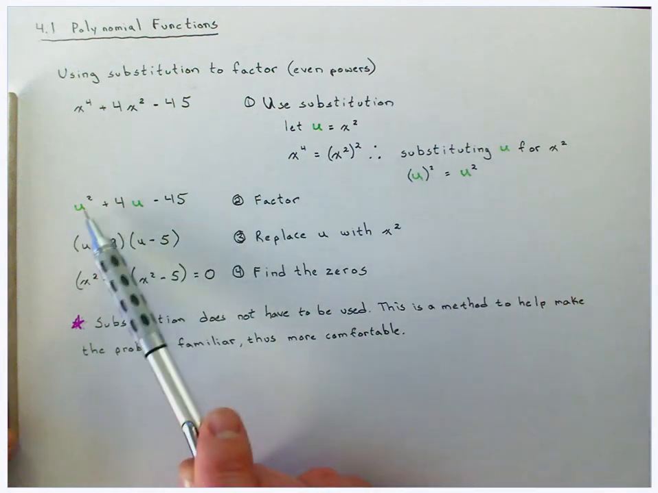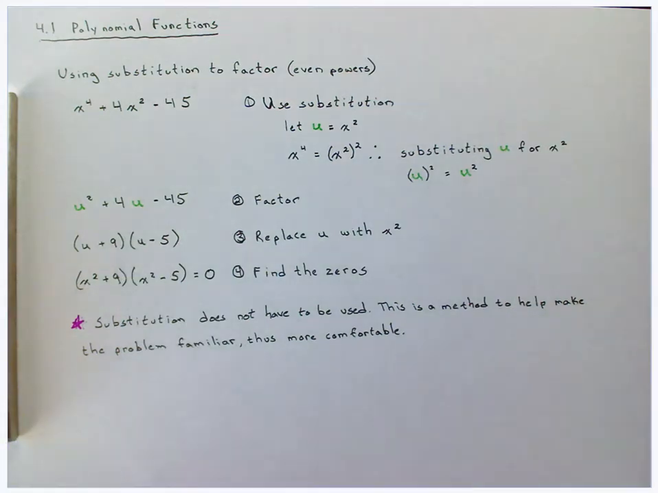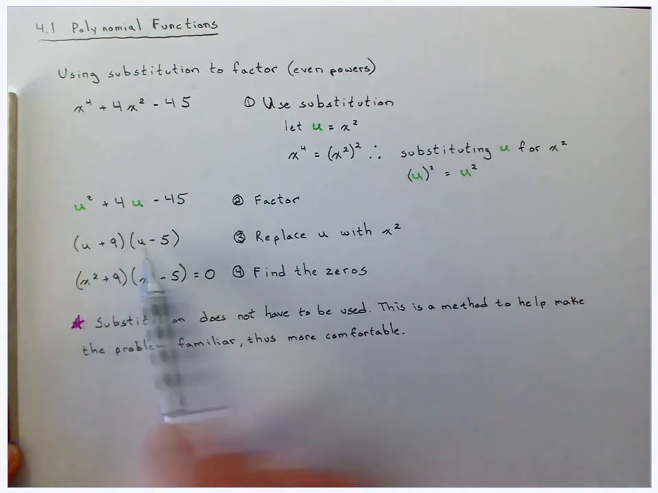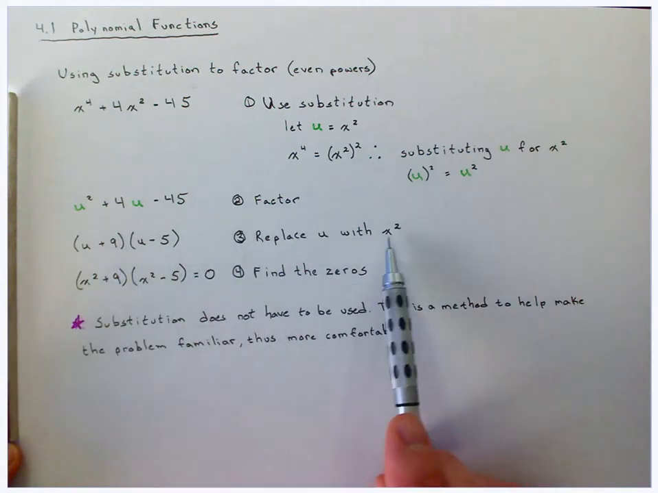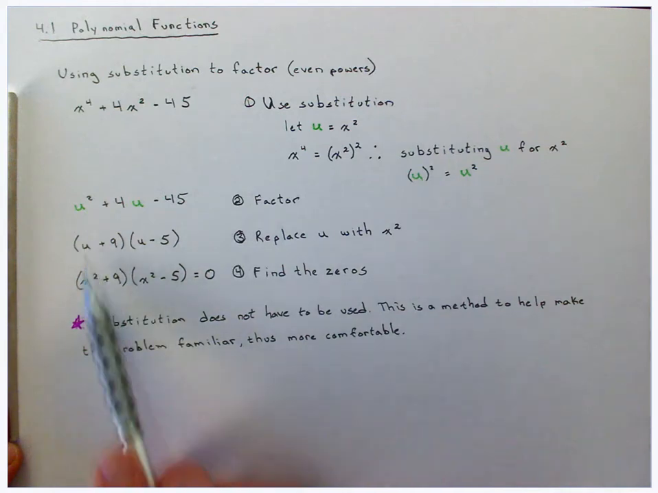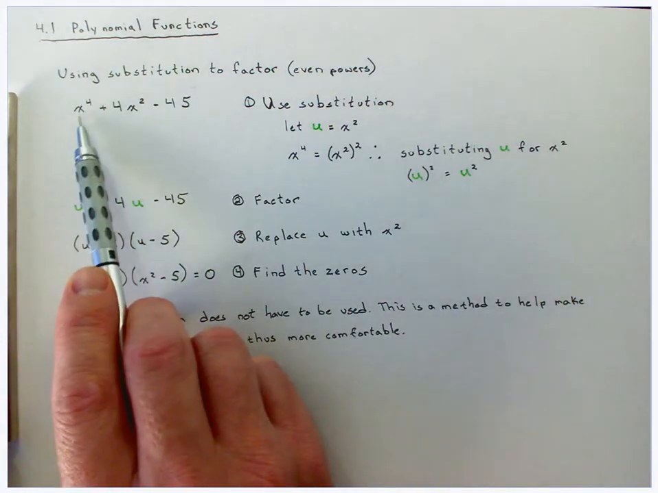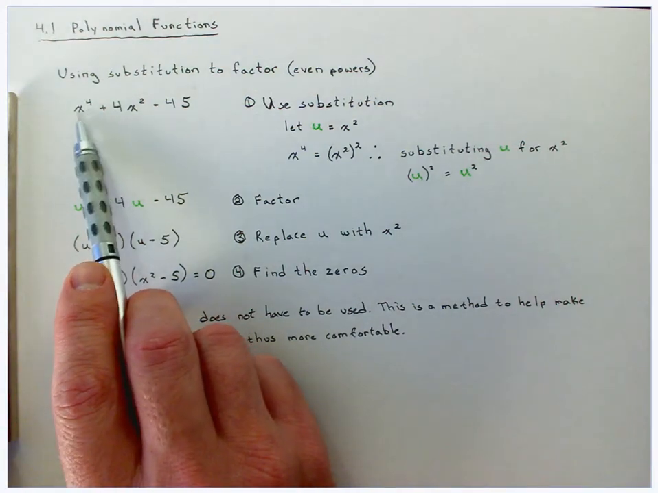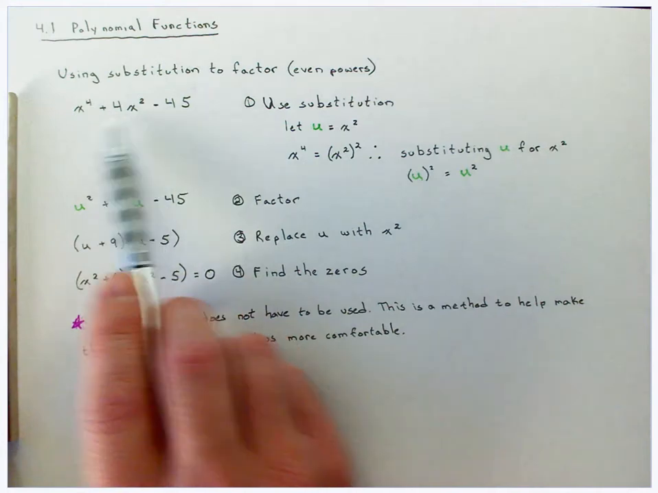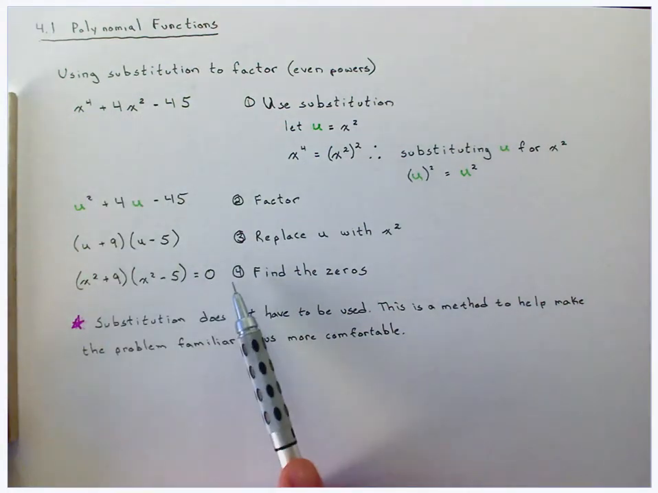So what my problem becomes is u squared plus 4u minus 45, and that is something that we're comfortable with and familiar with. I factor, and then what I do is I replace u with x squared once I have it factored out. See, there was my u, now I replace it with x squared. That can sometimes mess people up, having something instead of x squared and x, having x to the eighth and x to the fourth. So use substitution to be able to do it. So example problem.